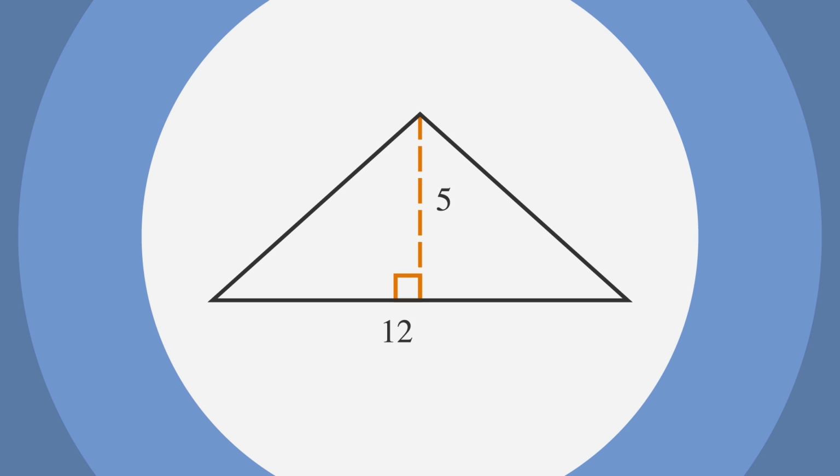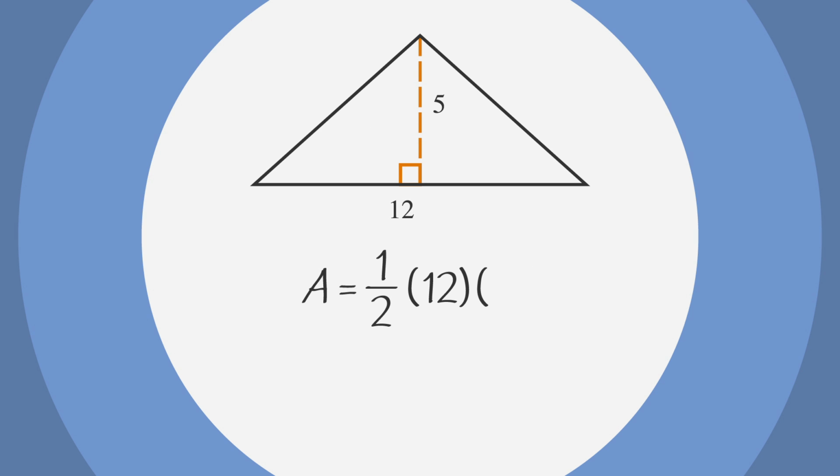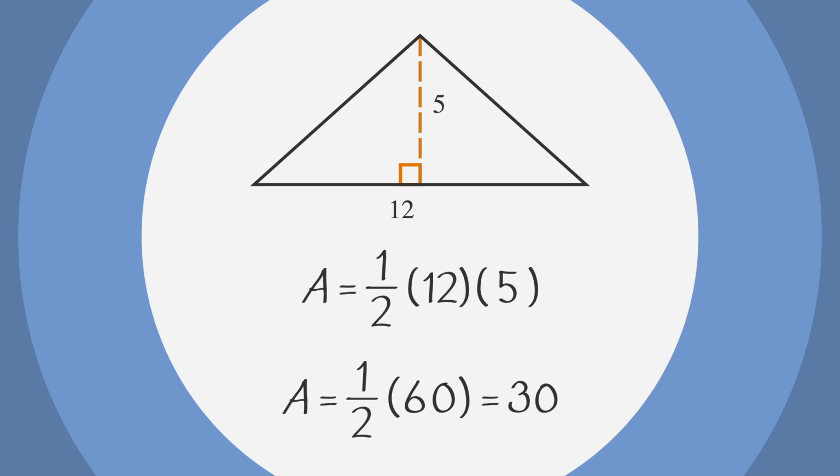To find the area, we're just going to plug these numbers into the area formula. So this becomes 1/2 times 12 times 5, or 1/2 times 60, which is 30.